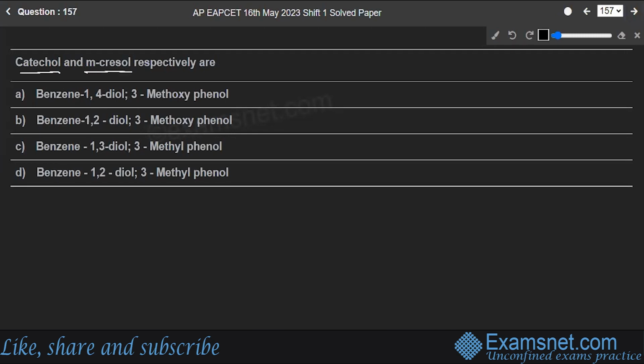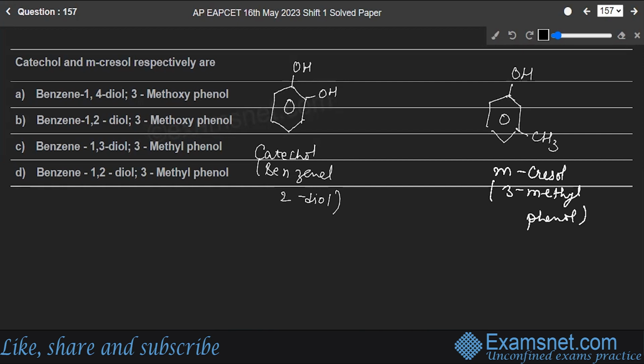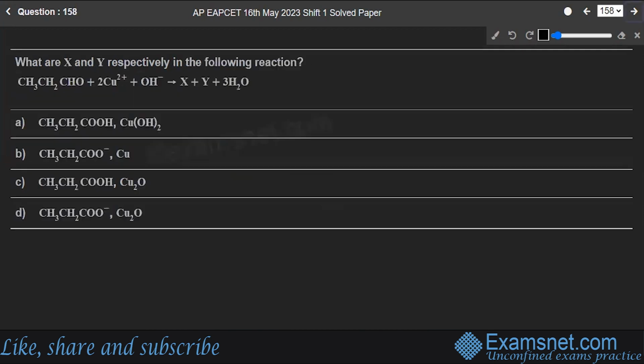This says the catechol and the cresol respectively are. Let's make them first, and then we will match with the options. So first one, you have this. Here is your hydroxyl group, and here is another one. This is catechol, benzene-1,2-diol. And the second one, here you have OH and CH3. This is m-cresol, 3-methyl phenol. So let's see, this matches with option D, this is the right answer for the question. Hope you understood this. Next is 158 question.